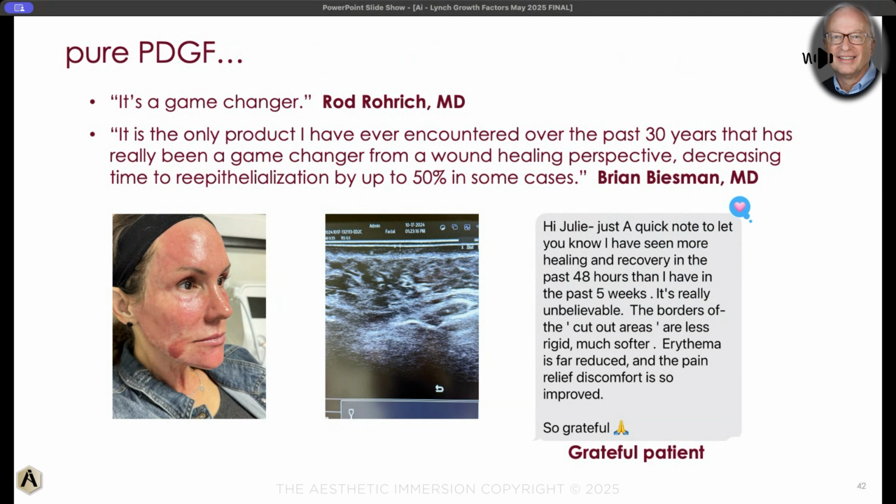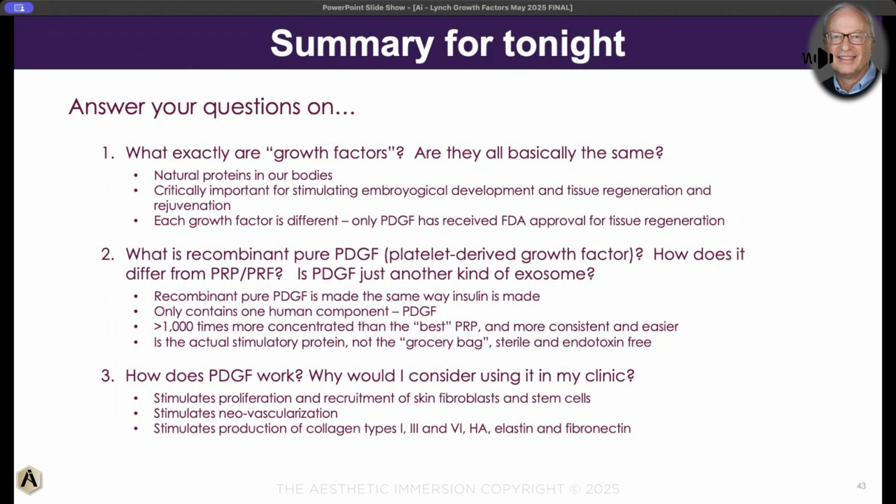Next. This is a quick summary of what I've told you, answers to your questions. What exactly are growth factors, and are they all basically the same? They're natural proteins. They're not the same.